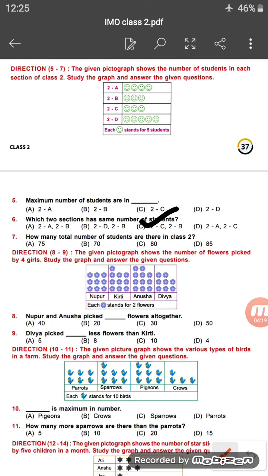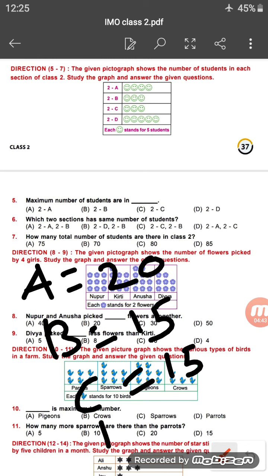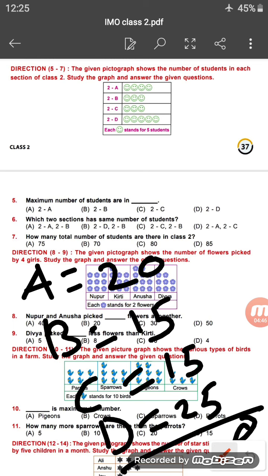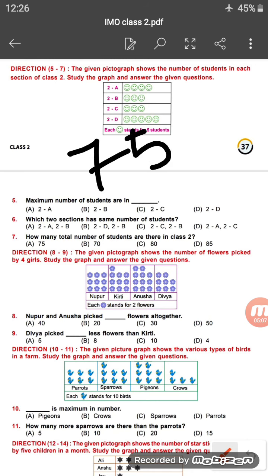How many total students are there in class 2? So let us count. 2A is 20, B is 15, C is again 15, D is 25. 5 plus 5 is 10, 0 and 1 carried. 5 plus 5 plus 5 is 15, and 1 carried, so 75. Total strength is 75. Okay, option A.